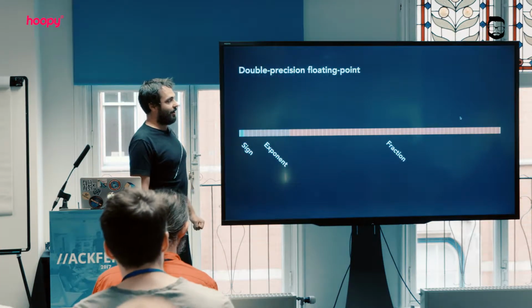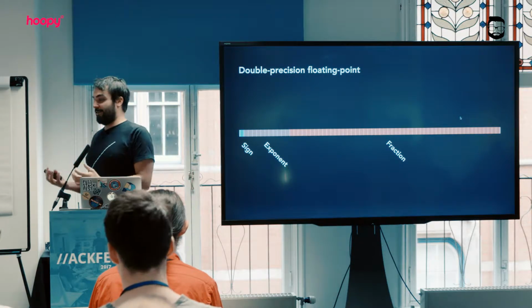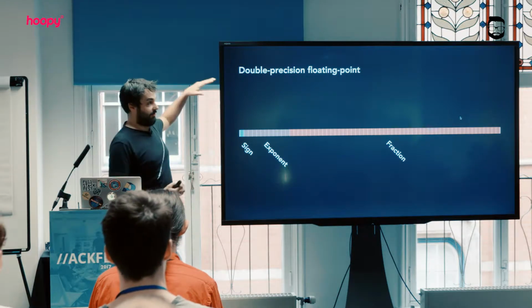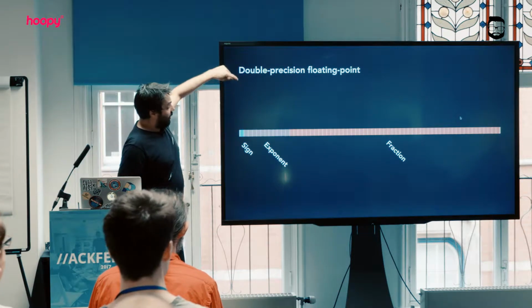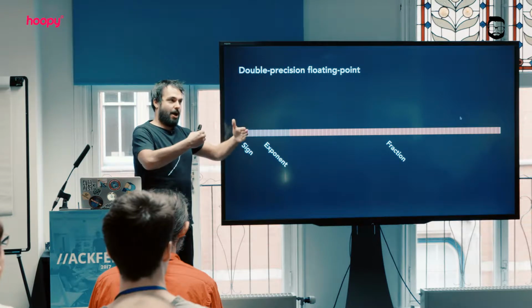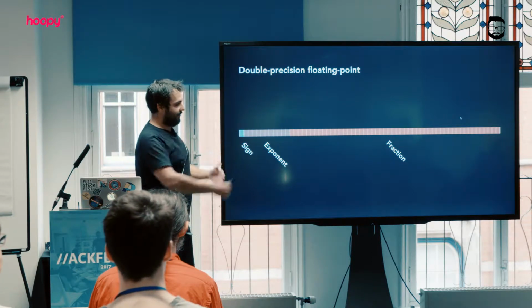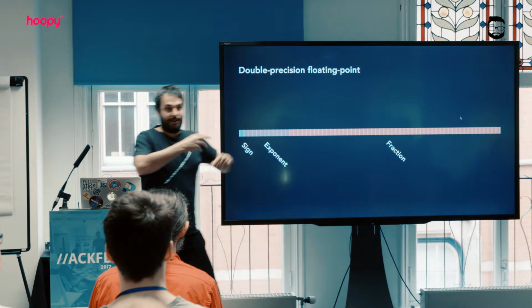So in JavaScript, all numbers are represented as a 64-bit double precision floating point number. So for that, you've got the exponent, which is how big that number is or how small it is, and then the fraction is the value of that number.